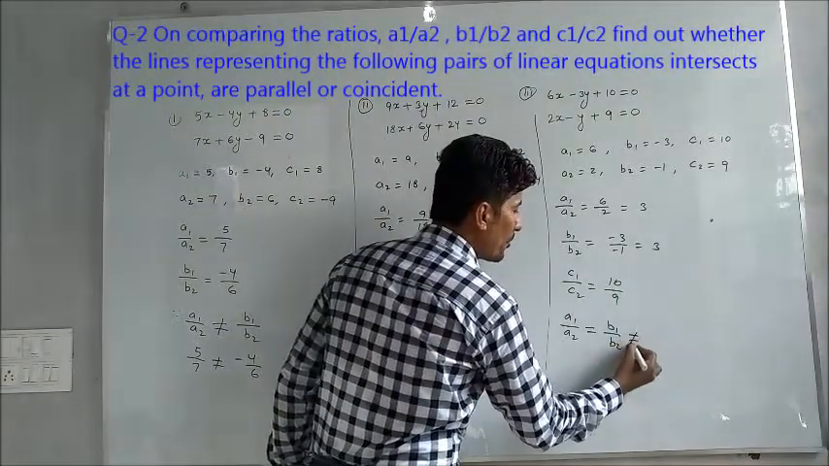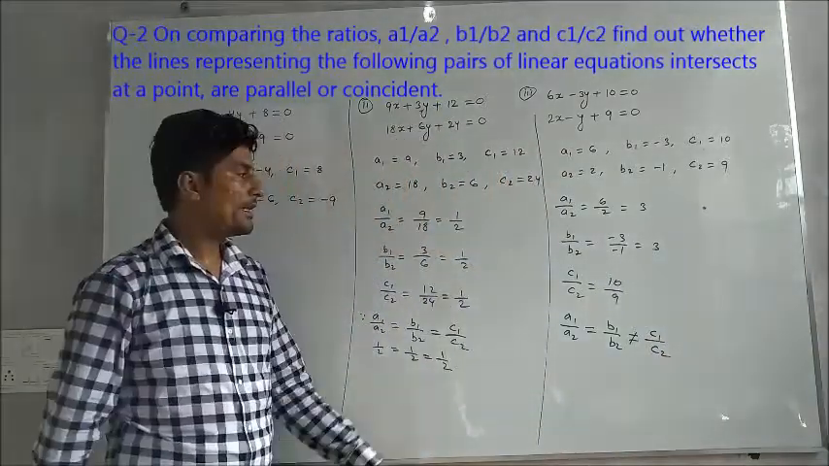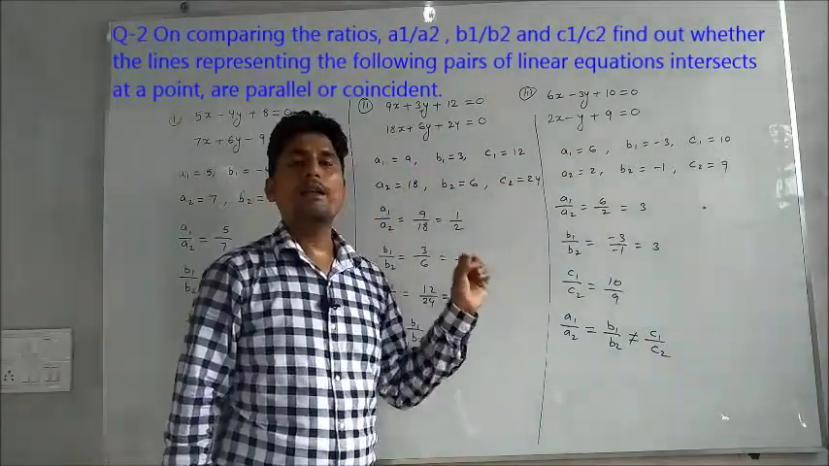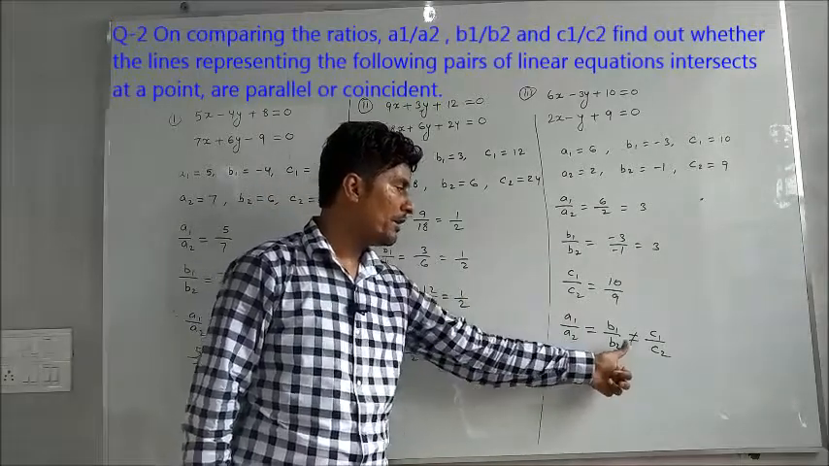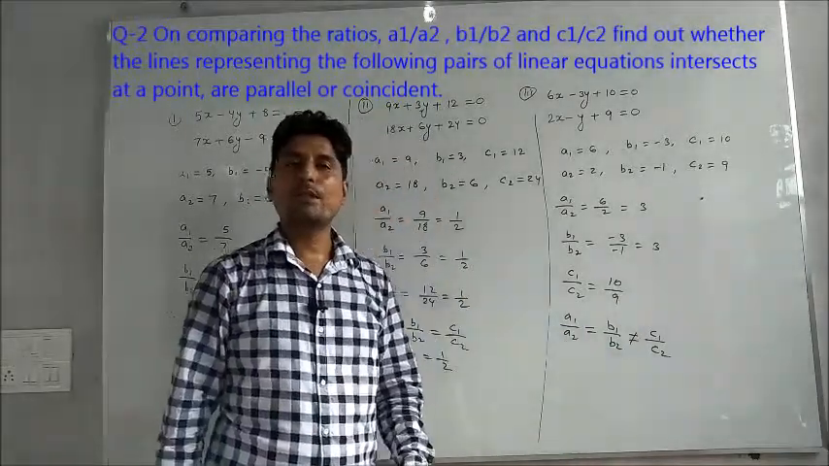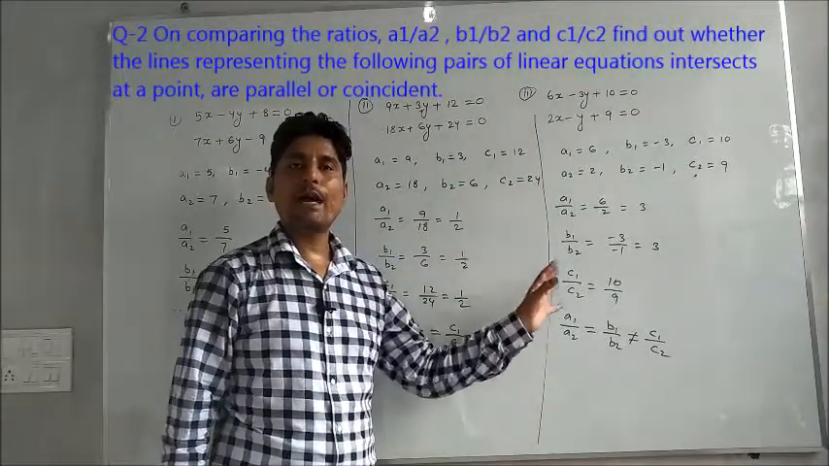But both are not equal to c1 upon c2. Hence they will have parallel lines. If a1 upon a2 is equal to b1 upon b2 but not equal to c1 upon c2, then the given pair of linear equations will have parallel lines.